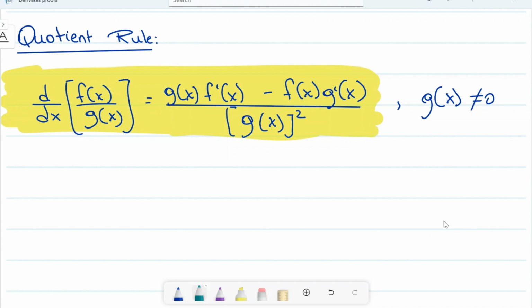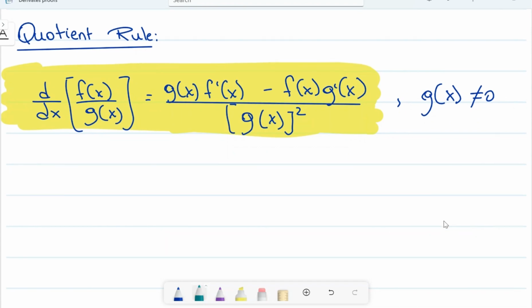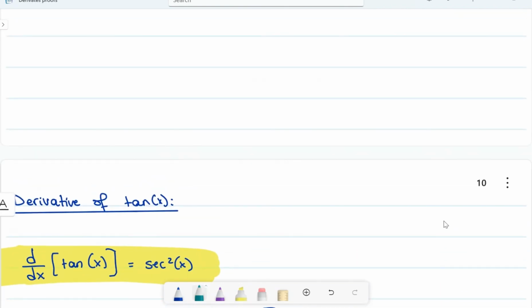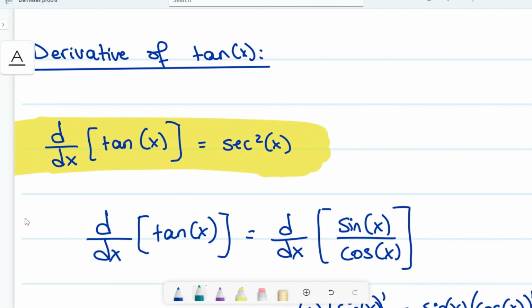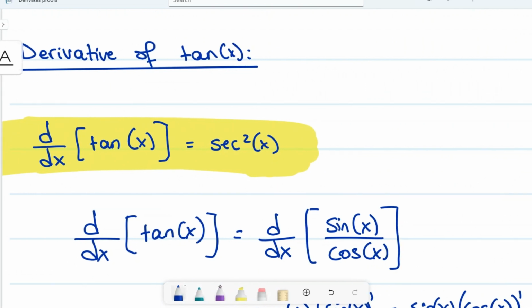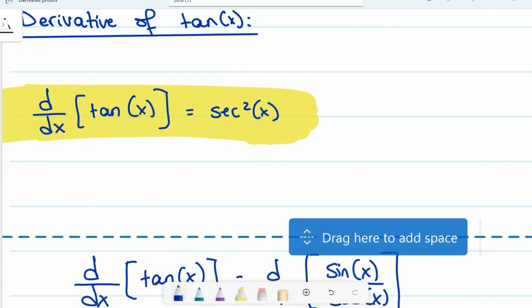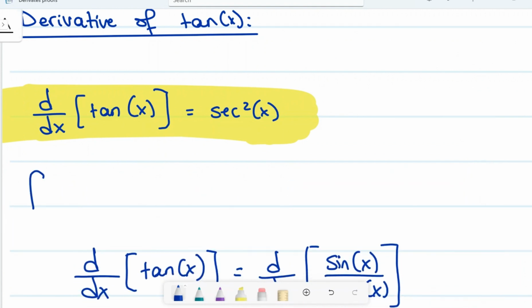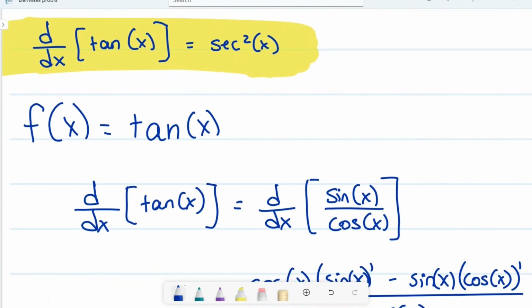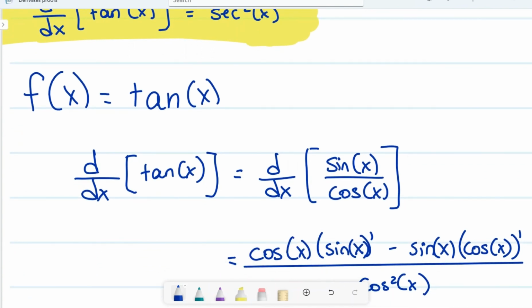And now we will use the quotient rule to prove a couple of other derivatives. So let's start with the derivative of tan of x. The derivative of tan of x equals secant squared of x. So in the proof, as usual, let us define a function. Let's define a function f of x equal to tan of x. And now we will find the derivative of f of x.